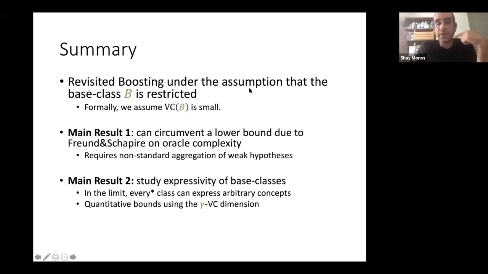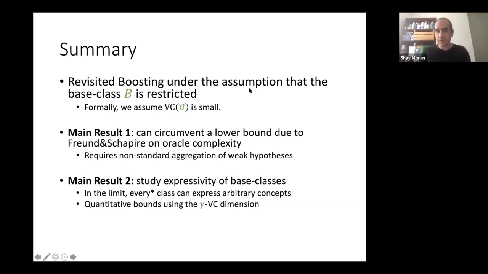But then, the second main result was to show that in a sense you can learn arbitrary complex functions using very simple base classes. But let me also note that in the practical applications of boosting, it is more of the sort of what we do here. So you have these features like in the Viola Jones example or the spam email detection.